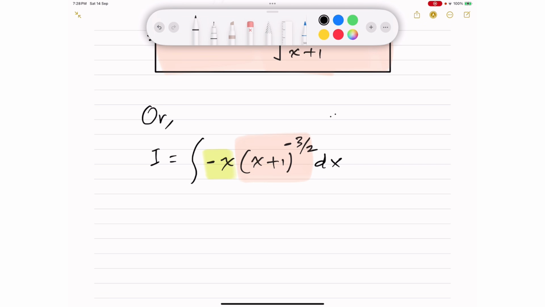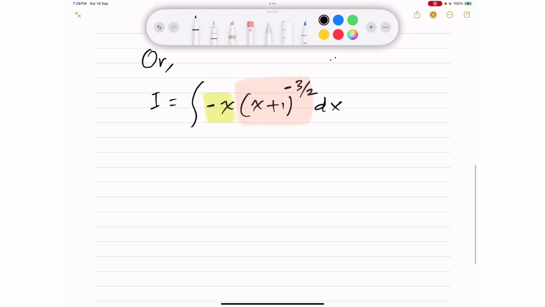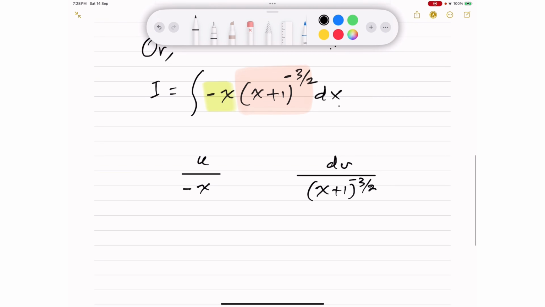So we can use the tabular method to solve for this integral, which is integration by parts. I'll make negative x equal to u, and for the dv, I'll let (x+1) to the power negative 3/2 equal the second term. And then I'll use simply the tabular method.